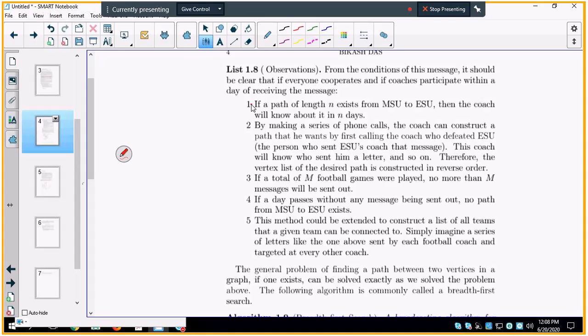The second thing we could observe is that by making a series of phone calls, the coach could construct the path that he wants by first calling the coach who defeated ESU, the person who sent ESU's coach the message, and then this coach would know who had sent him the letter, and so on. So the ESU coach can tell you who sent him the message, then that coach can tell you who sent them the message, and going backwards that way. Therefore, the vertex list of the desired path is constructed in reverse order.